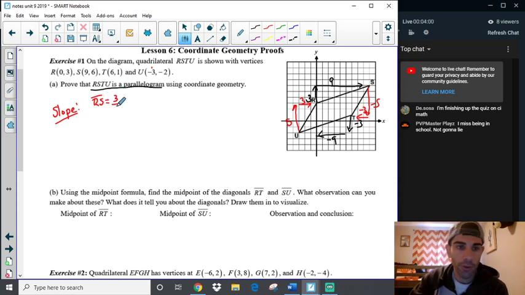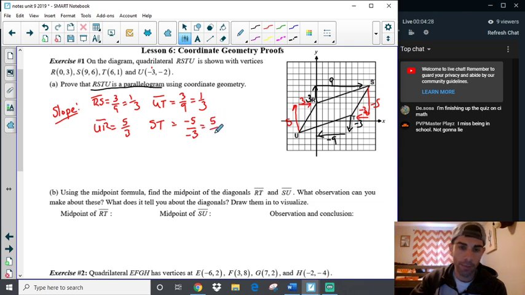So RS, 3 over 9. Now that could simplify to 1/3. And UT, it was the same thing, 3 over 9 or 1/3. Now UR, that would be 5 over 3. That stays as 5 over 3. And ST, if you were using what we had there, which was -5 over -3, 2 negatives make a positive. So now what we can say here is opposite sides are parallel.